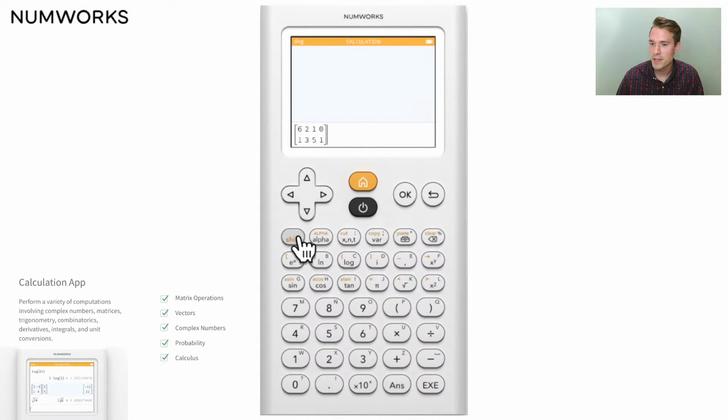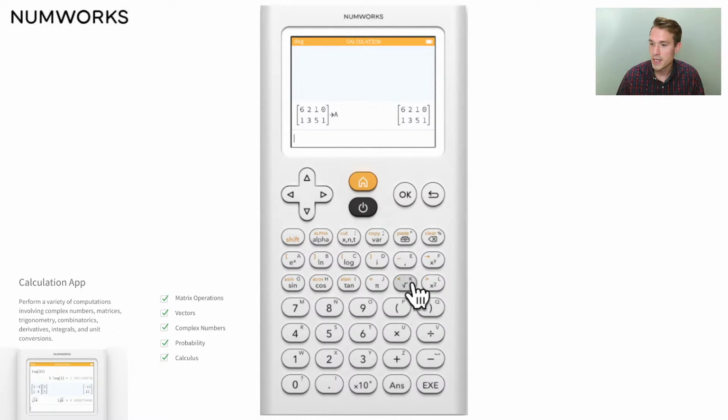To store a value, we'll hit the Shift key, and then over here, we've got the arrow key. So we're going to store this, and I'm going to use capital letter A. So I'm going to hit Shift Alpha, which gives me my capital letters, and then the A key. And I'll hit Enter there. So what I've done now is I've put my matrix into a variable.